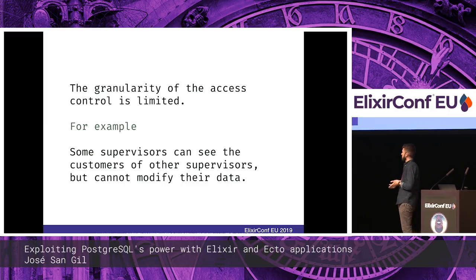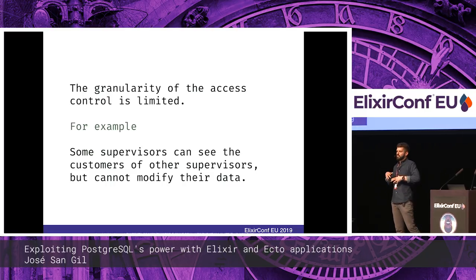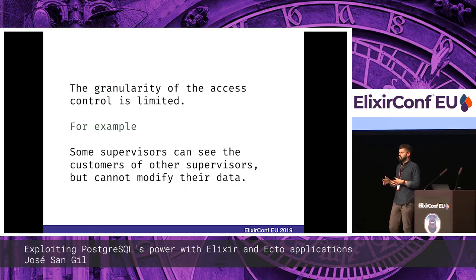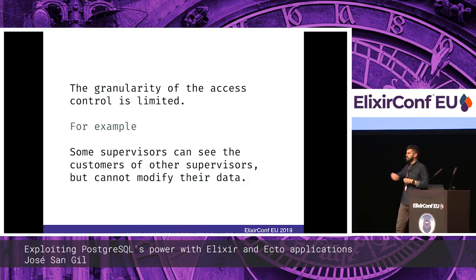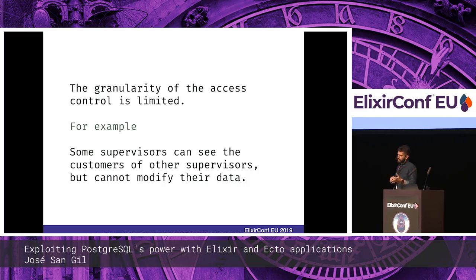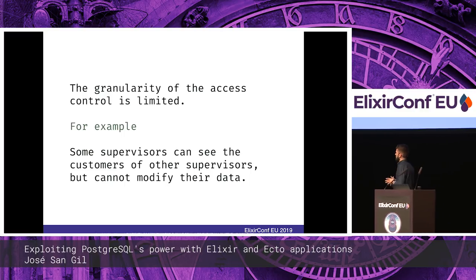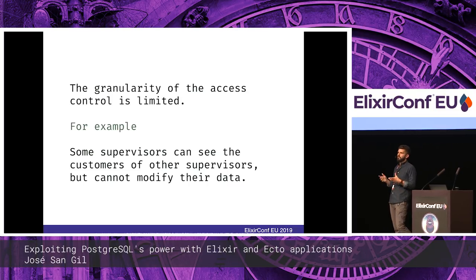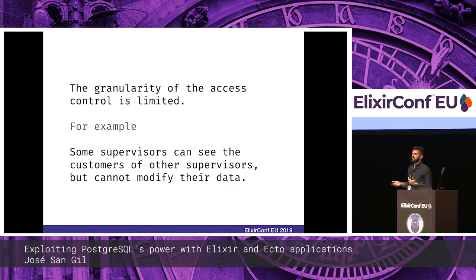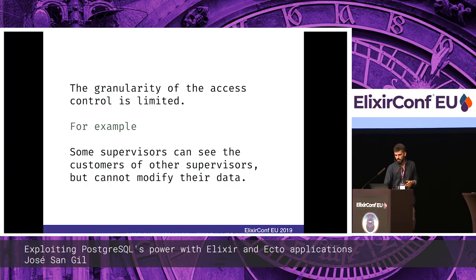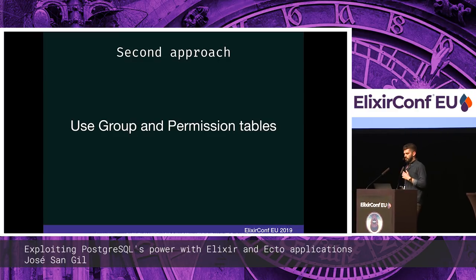So what does that mean? We have four roles, and then we have, for example, a new use case which requires that some supervisors can see customers which don't belong to the supervisor but to other supervisors. So he or she can read those customers, but cannot modify them. Then our current approach is not enough. We might find ourselves creating a new role, but that's not maintainable. That's not scalable. So let's think about a second approach.